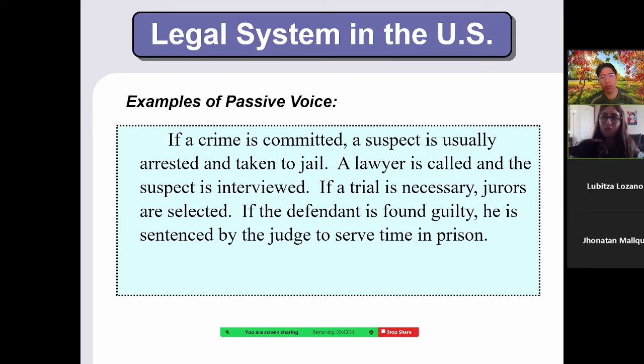Okay, that was cool. Let's check some words. We say lawyer, a lawyer, which means abogado. Interview means entrevistar, interviewed. Okay, I have a question. Are there any words that you don't know here? You know all the words, right?